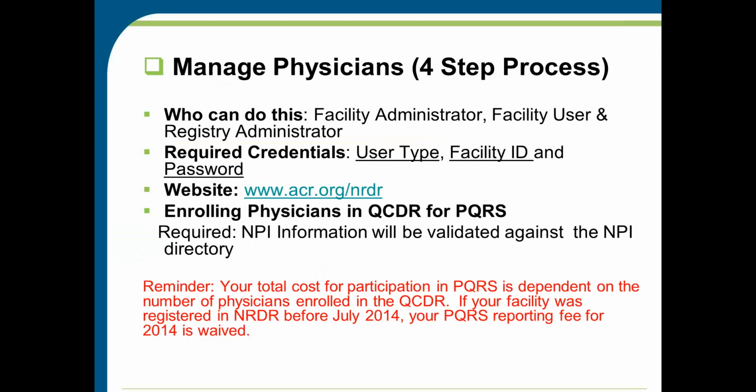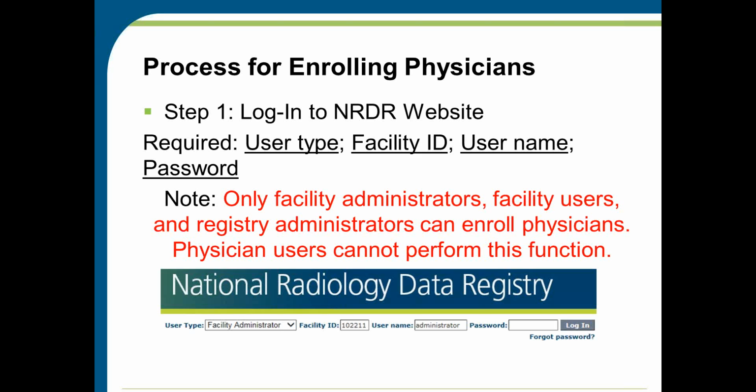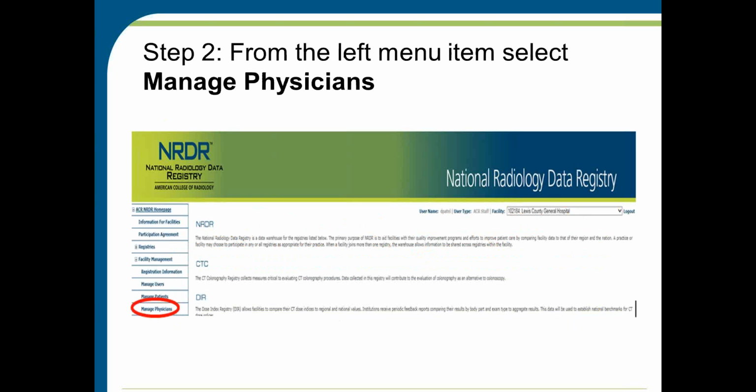So if, for instance, your first name is Jeffrey and you've entered it as Jeff on the NRDR interface, the system will alert you when you provide the NPI to let you know that the name doesn't exactly match, so you might want to make changes to make sure the records match. So you will log in as any one of the NRDR user roles. From the left column, you will select the Manage Physicians function, and you'll complete all the required fields. You will provide your NPI and the other data fields about the physician user.